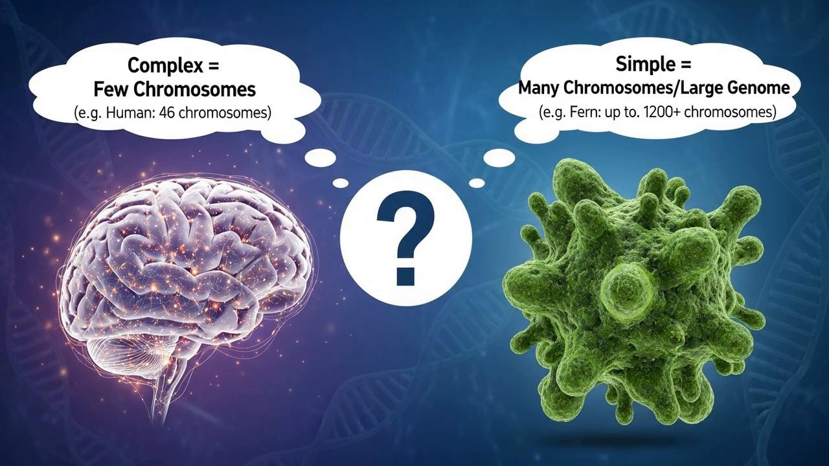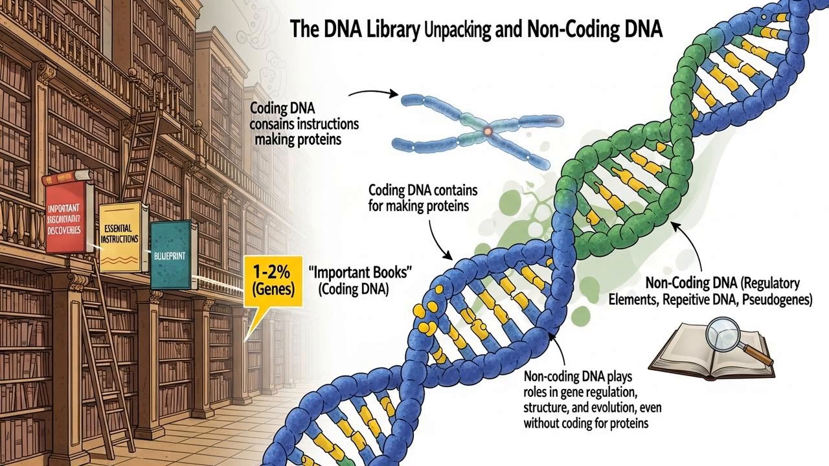So it's crystal clear. The number of chromosomes, or even the total amount of DNA, is not a reliable measure of complexity. The solution to this paradox started to appear in the 1970s with a groundbreaking discovery. Most of our DNA doesn't actually code for proteins. In humans, less than 2% of our genome consists of protein-coding genes. The rest, once controversially dismissed as junk DNA, is anything but.